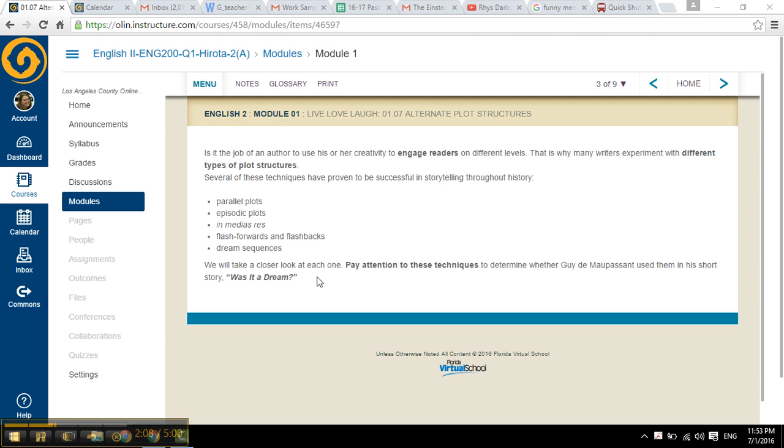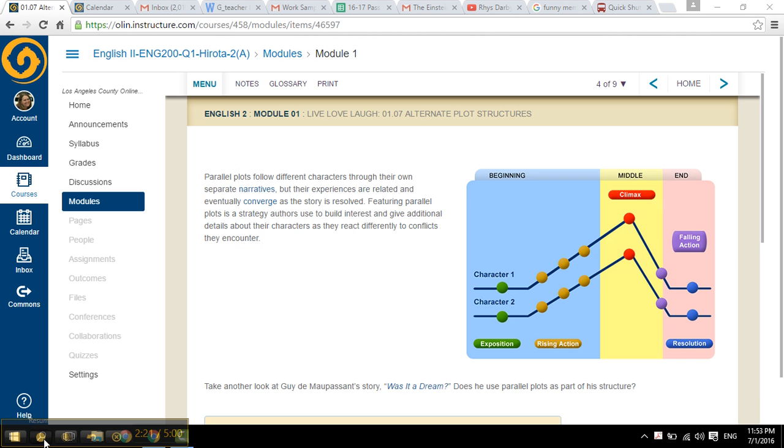Pay attention to these techniques to determine whether Guy, the author of the story that we read in the last one, used them in his short story, Was It a Dream? Hopefully you liked that story. So I just read that to you, so you can go on to page 4.